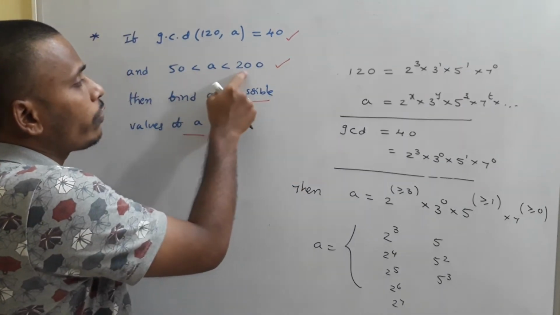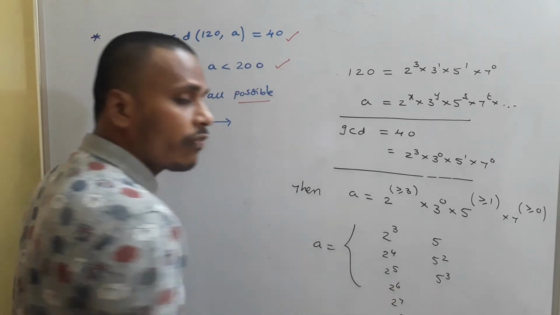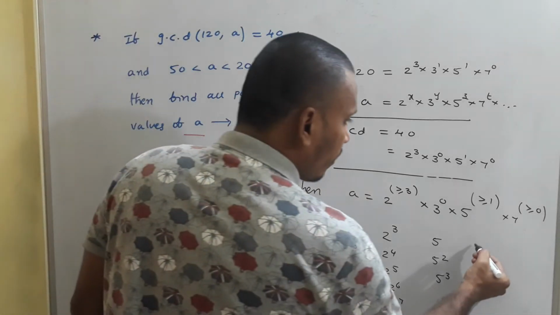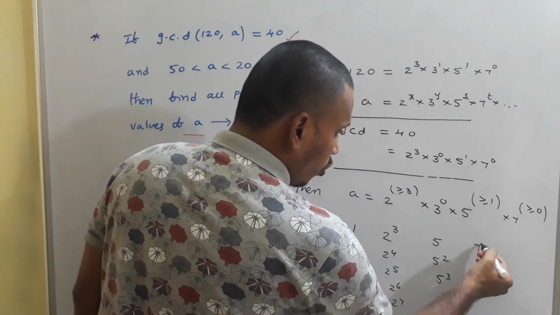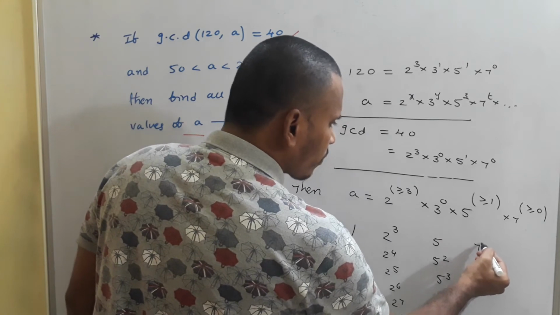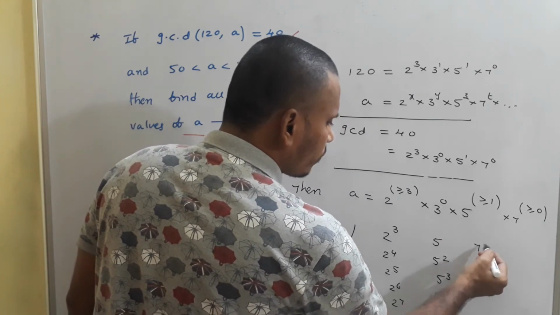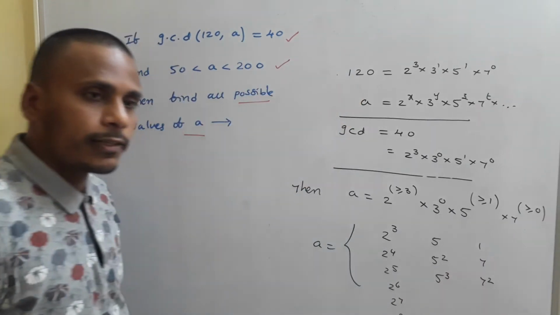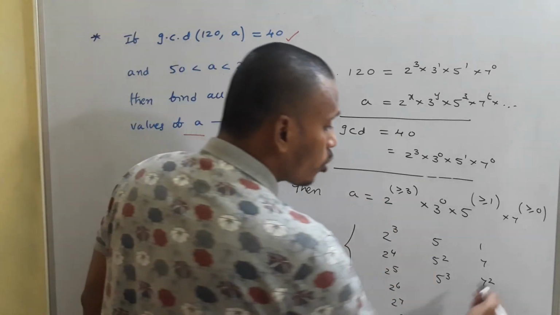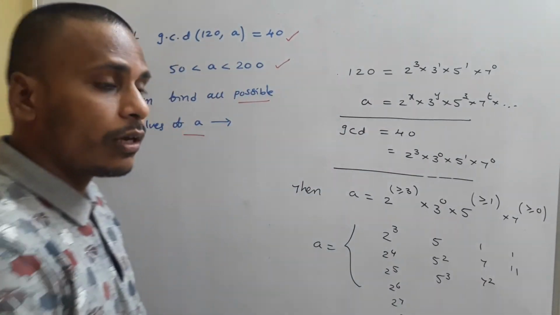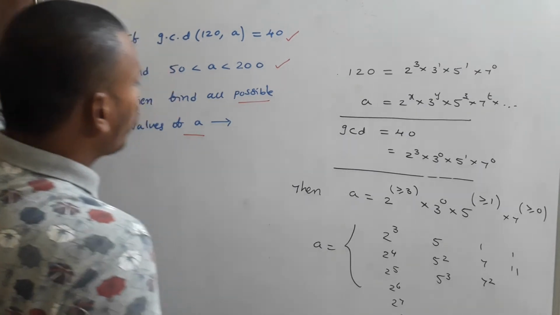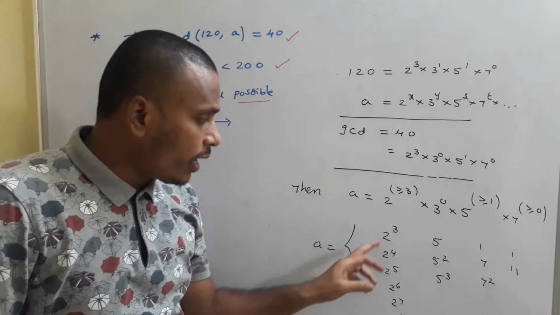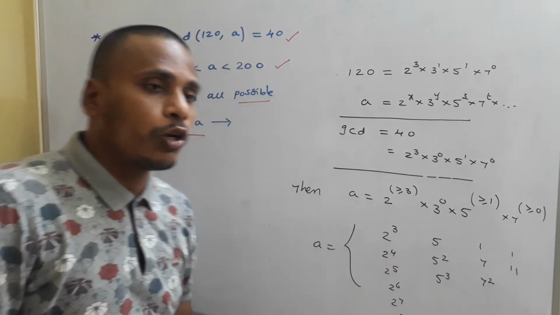But since A is in between 50 and 200, I am not mentioning 5 power 4 and 5 power 5 because these numbers are more than 200. Whereas coming to 7, see, 7 power 0 means no involvement of 7. Otherwise 1, 7, 7 square, like that you will get. You may get the next prime numbers also, like 11. So I am going to search for the possibilities of A which are in between 50 and 200. You may take any of these in different possible combinations.